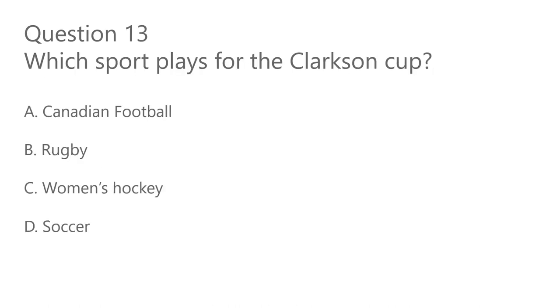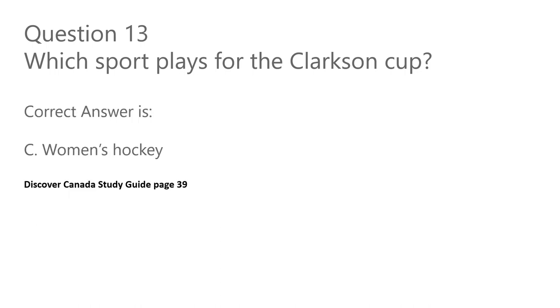Question 13. Which sport plays for the Clarkson Cup? A. Canadian football. B. Rugby. C. Women's hockey. D. Soccer. Correct answer is C. Women's hockey. Discover Canada Study Guide, page 39.